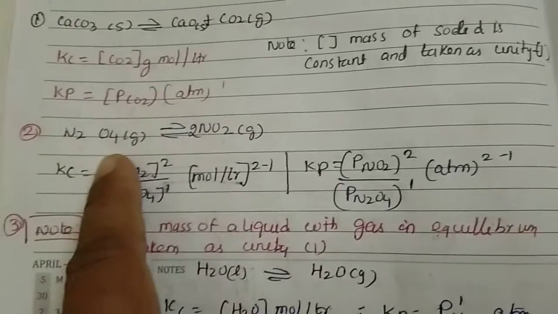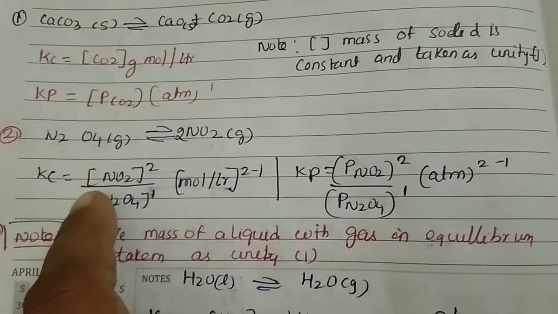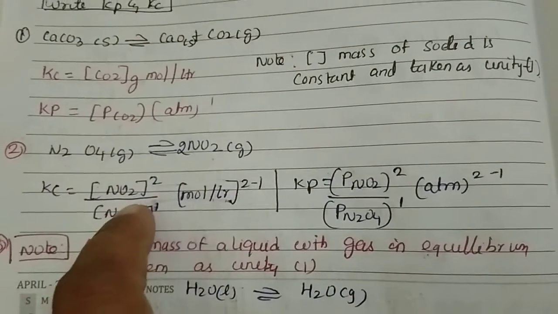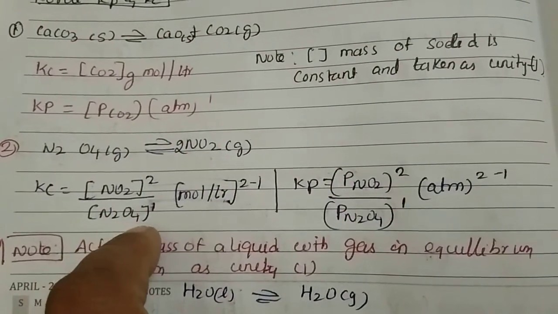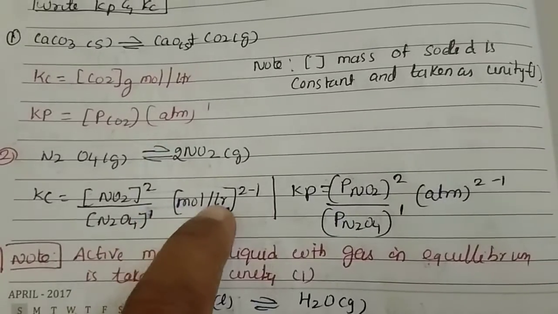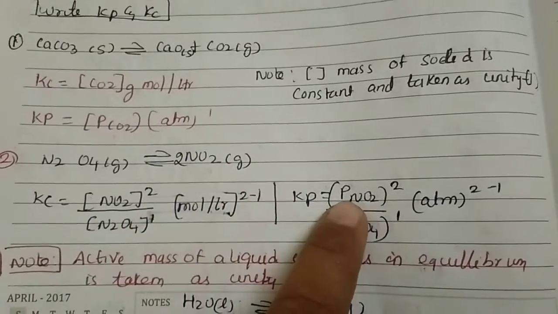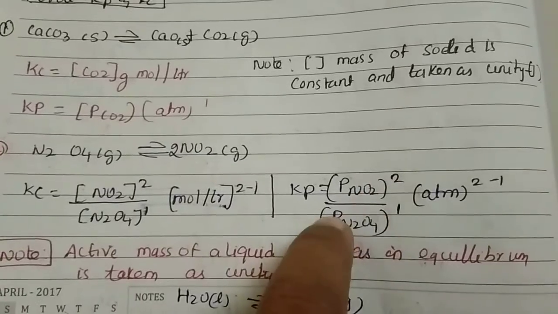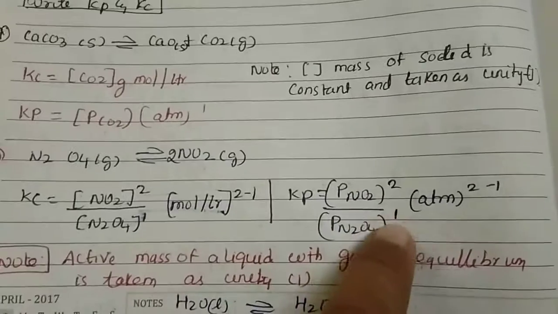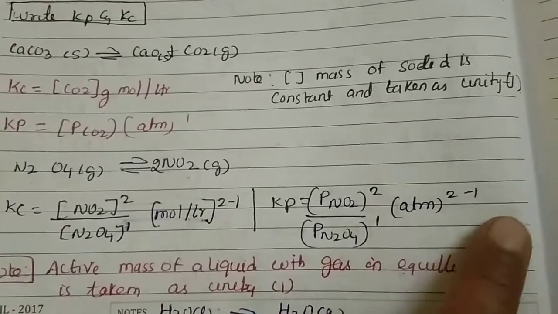Then N2O4 gives 2NO2. So Kc equals [NO2]^2 divided by [N2O4]^1, with units mole per liter to the power 2 minus 1. Then Kp equals partial pressure of NO2 power 2 divided by partial pressure of N2O4 power 1. So atmosphere power 2 minus 1.